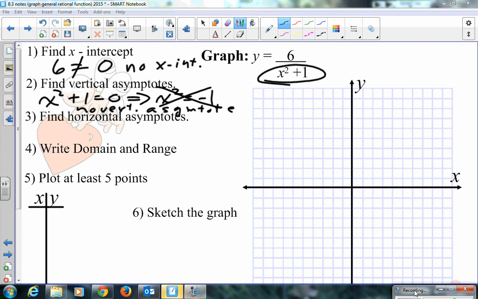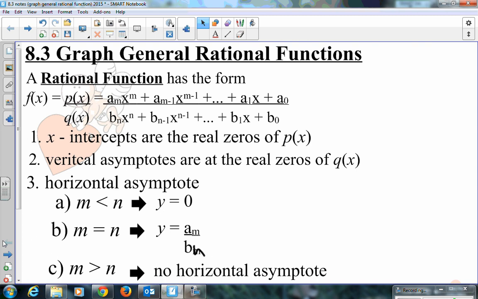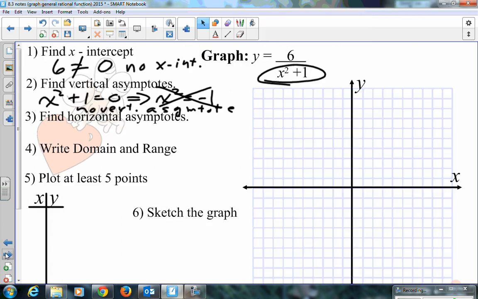Okay? So I haven't learned much about my graph so far. Now we're going to find horizontal asymptotes. Now, this is the one that's got the 3 parts to it. So let's just make a quick check back in our other slide. When m is less than n, that's the one we've got right here. When m is less than n, because the degree of the top polynomial in this case is 0, the degree of the bottom polynomial is 2, then I know that y equals 0 is my horizontal asymptote.